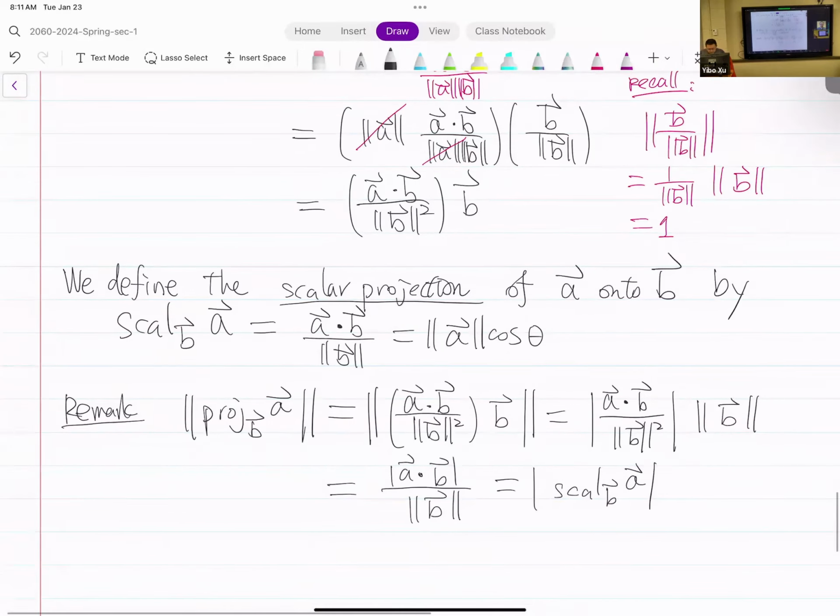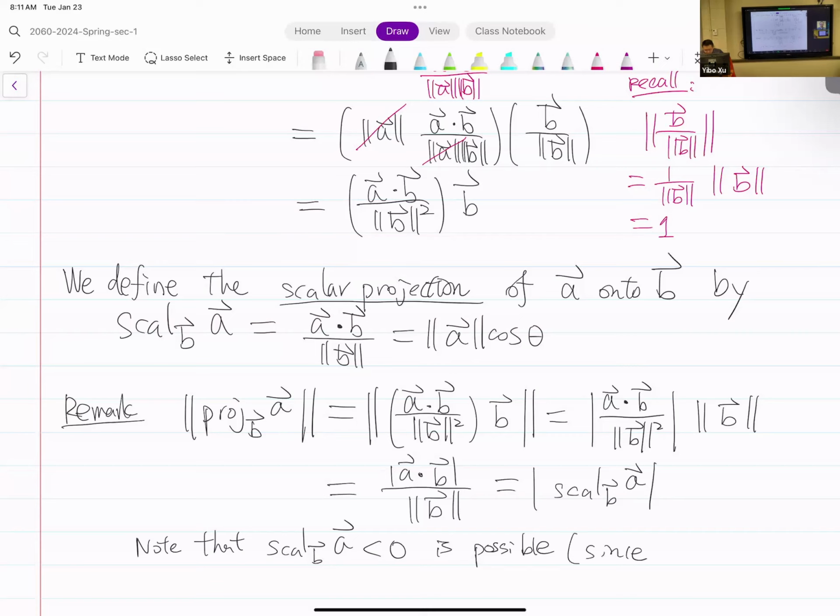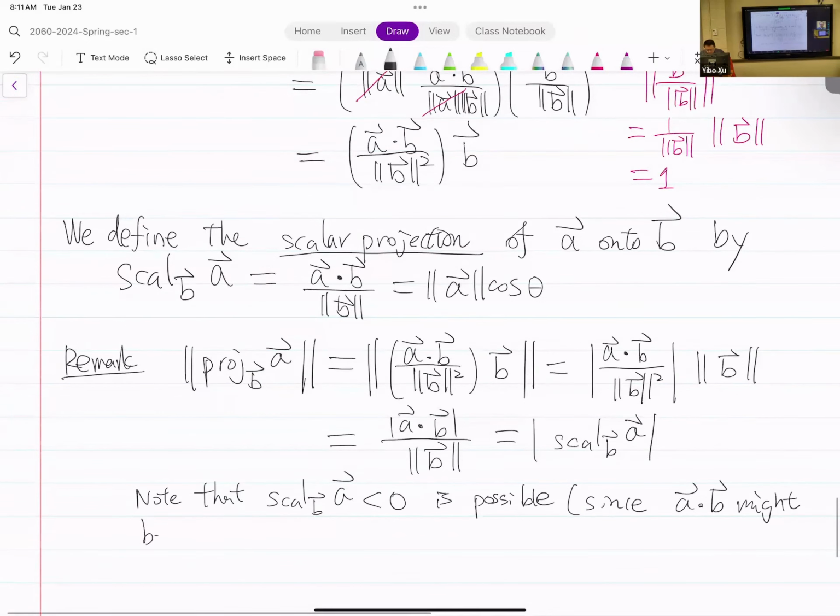So this tells you that sometimes the scalar projection could be different. The scalar projection could be negative, since the dot product might be negative.